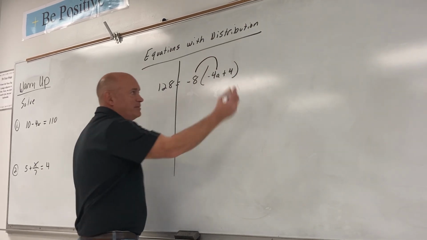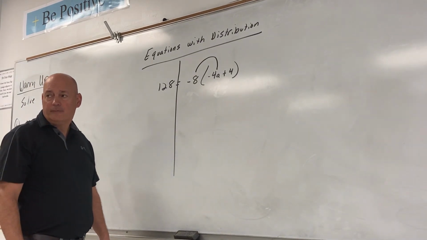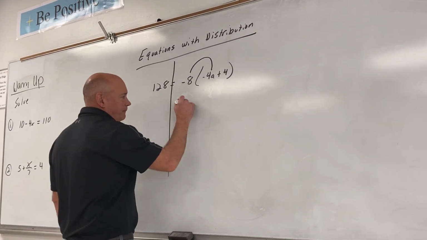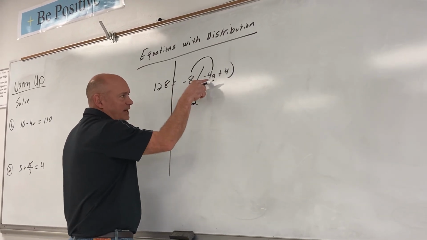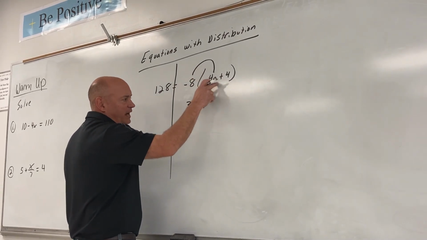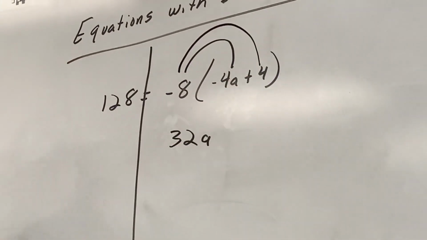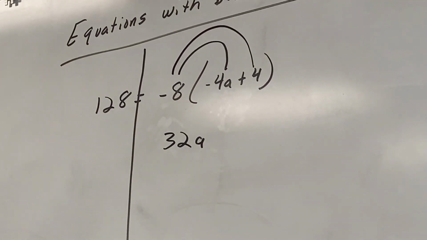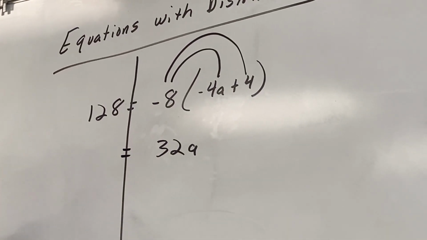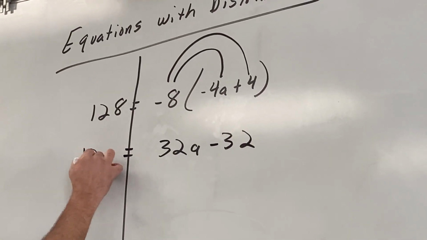What's negative 8 times negative 4a? Y'all don't know what negative 8 times negative 4 is? 32a. Negative 8 times negative 4 is 32. A is still a. So negative 8 times negative 4a is 32a. Check. Let's multiply negative 8 times the 4. What's negative 8 times 4? Perla? Negative 32. And I'm going to bring down everything else.